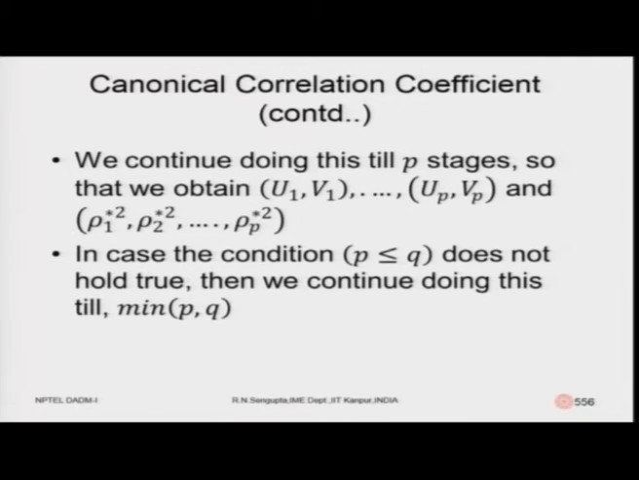So, that we obtain U1 V1 as a pair, U2 V2 as a pair, and continue till Up Vp, and the correlation coefficients are given. The maximum for each state would be given by rho 1 square star, rho 2 square star, till rho p square star. That means rho 1, rho 2, rho 3 till rho p are the maximum values of the correlations corresponding to the uncorrelated values of the preceding set of relationships which you have.